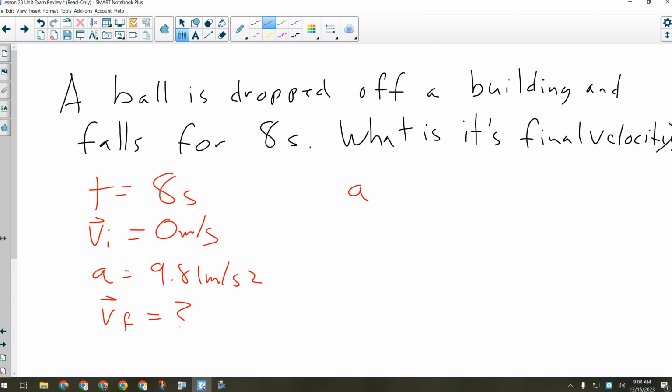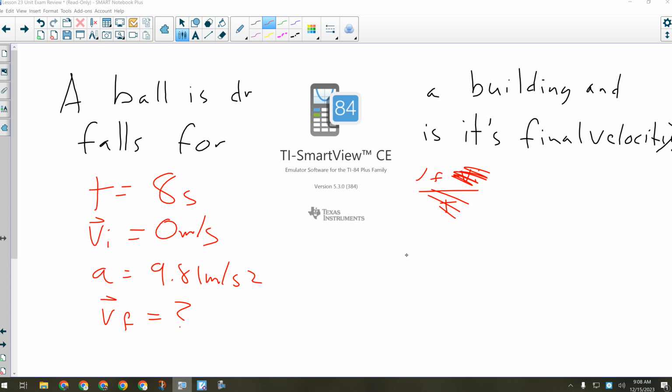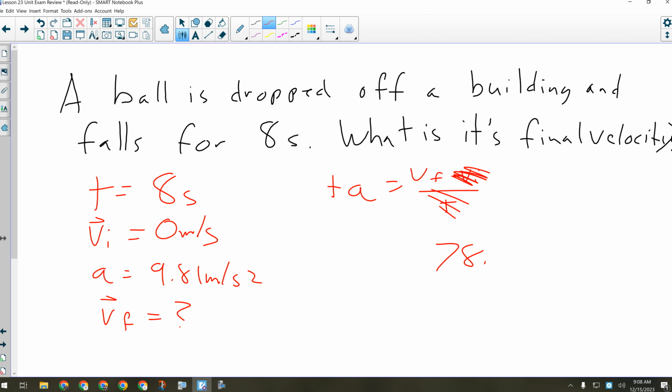Okay, so a equals vf minus vi over t. We're manipulating for vf, so multiply both sides by t. vi is 0 anyway, so I'm just going to get rid of it. t times a will equal vf. So 8 times 9.81, 78.48 meters per second, negative, or downwards, down.